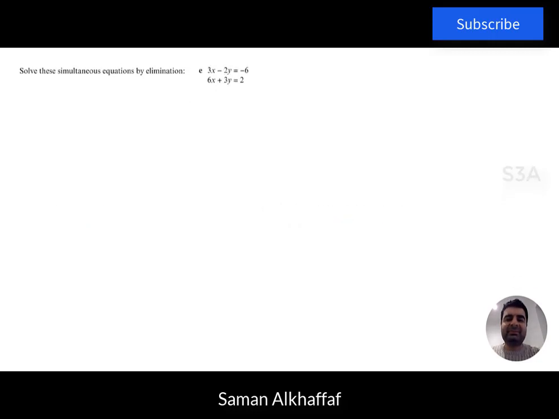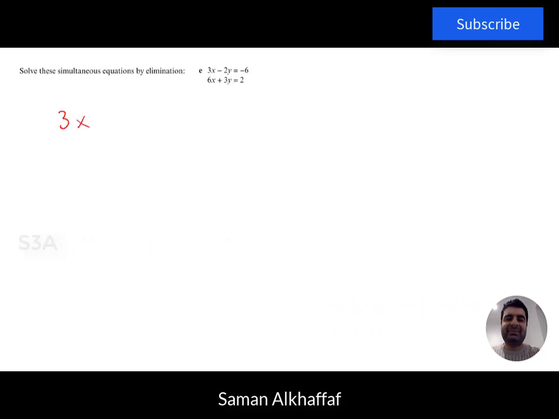In this example, we have two equations in the form of x and y variables, and we'll try to solve them simultaneously. We can see that we have 3x minus 2y equal minus 6, and we have 6x plus 3y equal 2. Now what we can do here is multiply the first equation by 2, so that will help us eliminate the y. So let's start with the first step here.